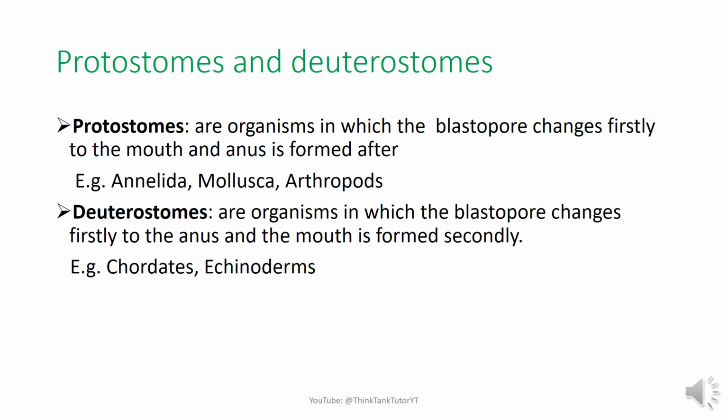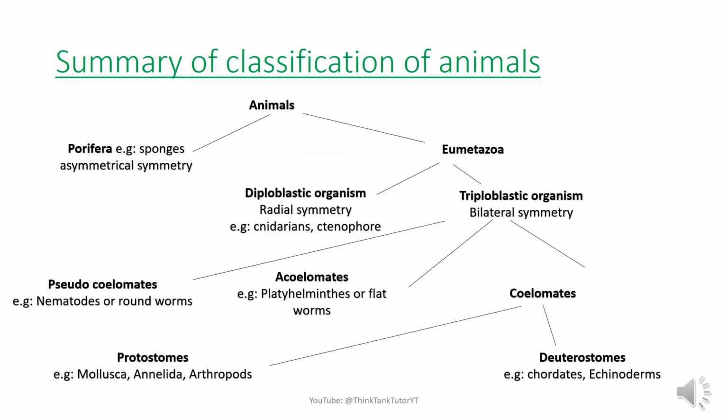Examples: we have Phylum Annelida, Phylum Mollusca, and Phylum Arthropoda. Those organisms are protostomes. The deuterostomes are organisms in which the blastopore changes firstly to the anus and the mouth is formed secondarily, including chordates and echinoderms. Of course, as people, we are also deuterostomes.